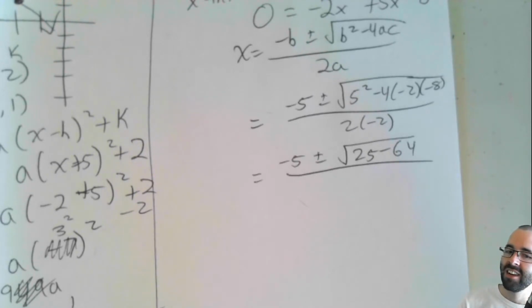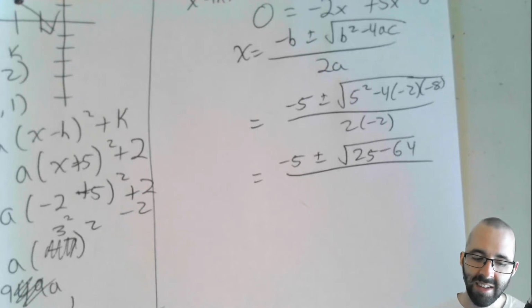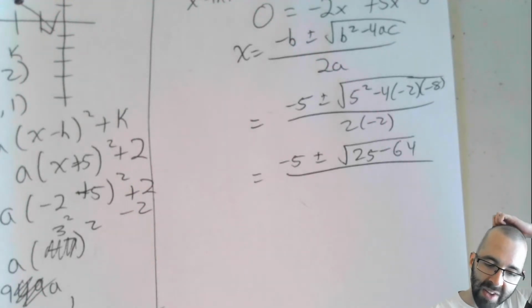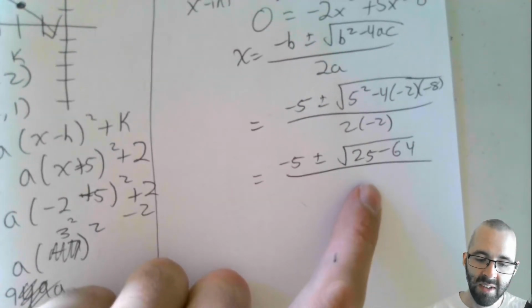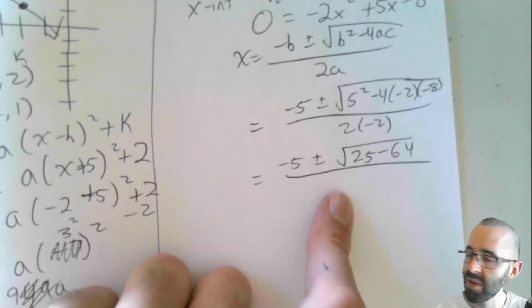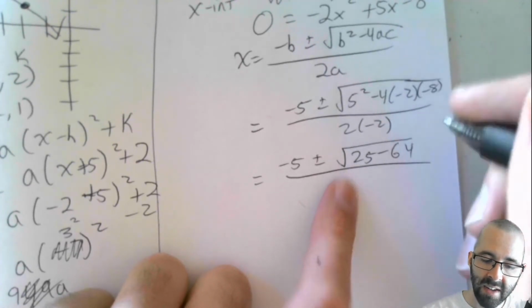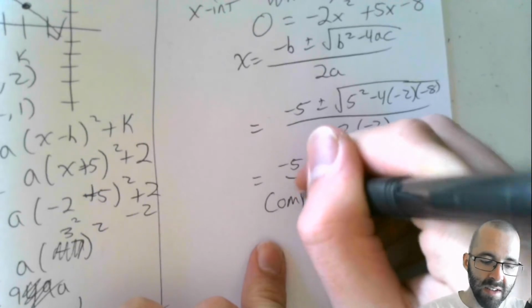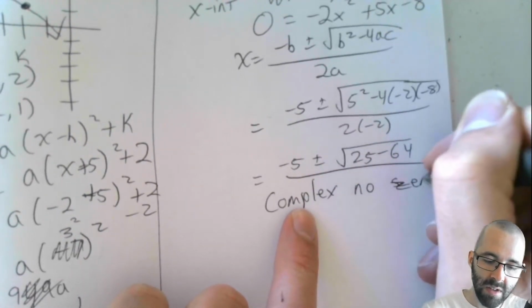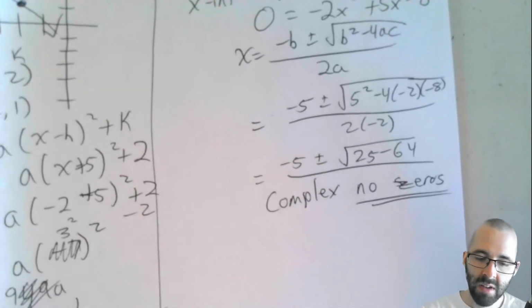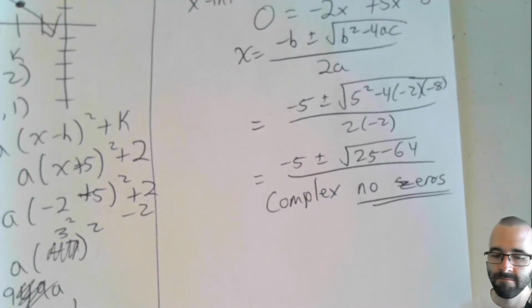Right? Because we're not asked to find the zero when this equation equals 0. We want to know the zeros or the x-intercepts. This is going to be a complex number, right? These are complex. So there's no zeros. All right, there's no x-intercepts here. Okay?